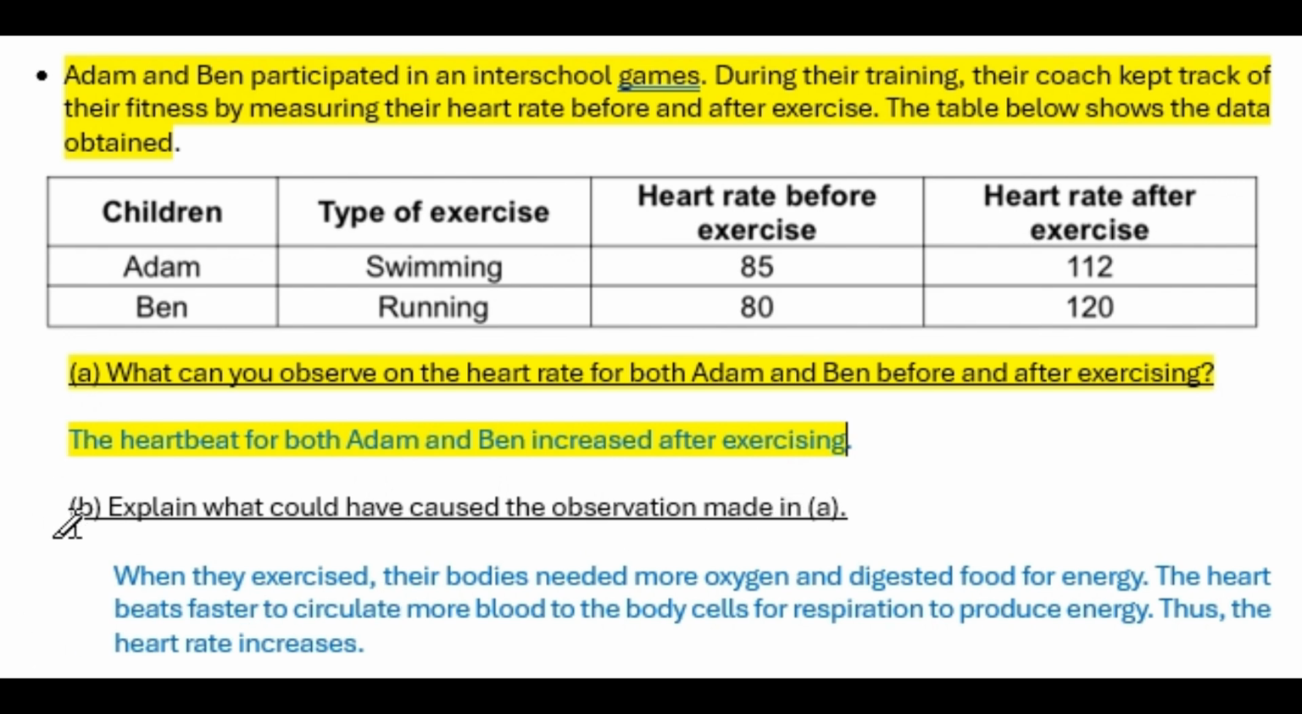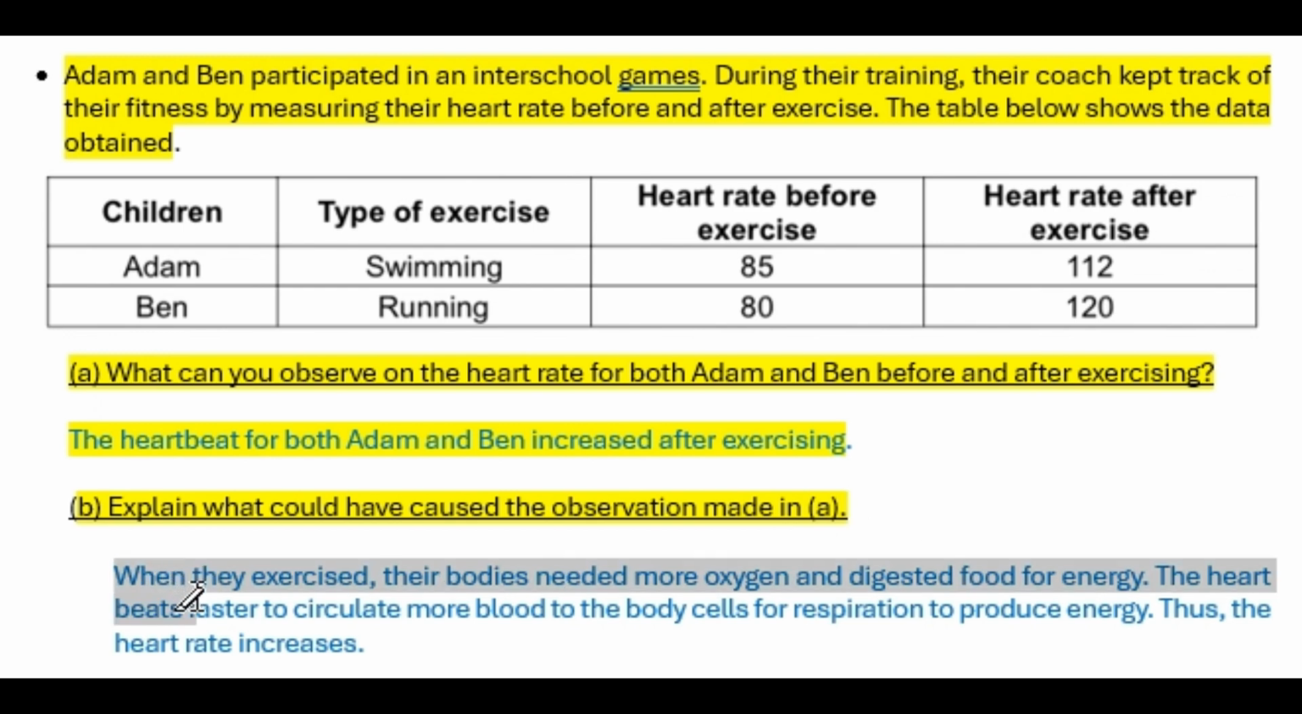B. Explain what could have caused the observation made in A. When they exercised, their bodies needed more oxygen and digested food for energy. The heart beats faster to circulate more blood to the body cells for respiration to produce energy. Thus, the heart rate increases.